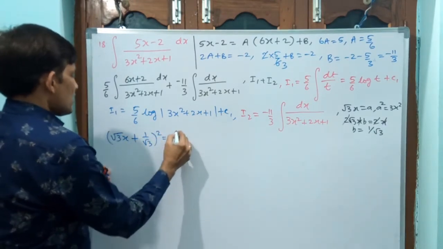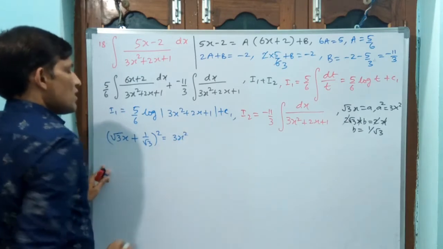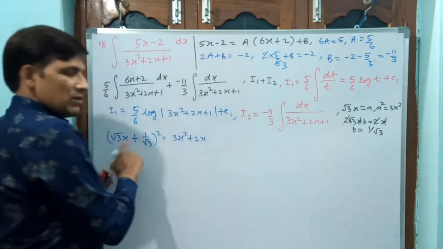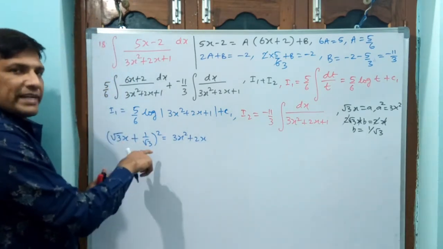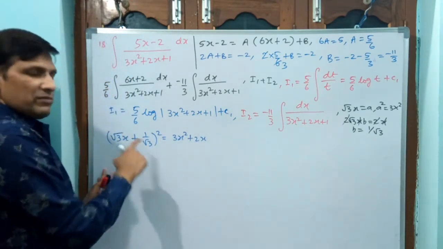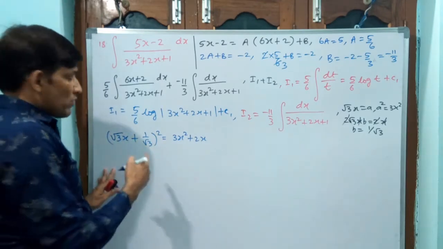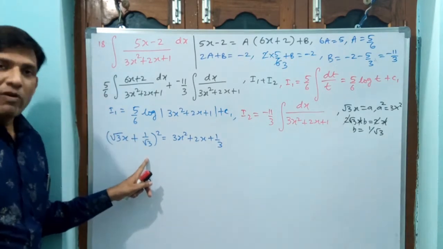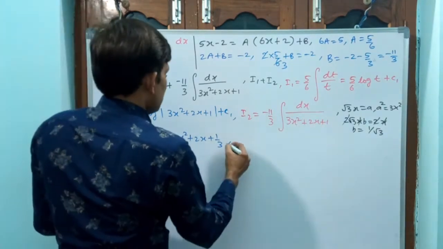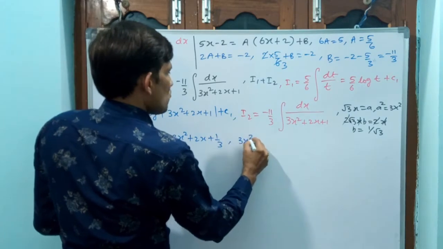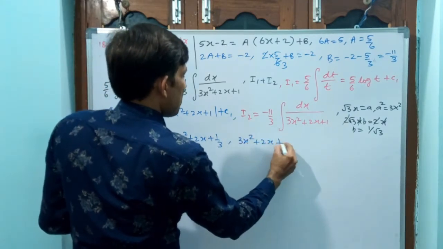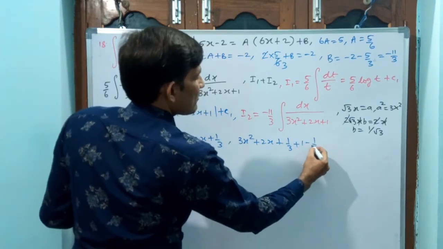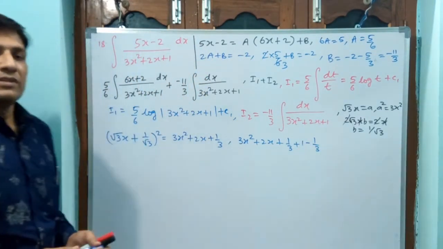If you write a square 3x square plus 2ab, even if you write, 2x only will come. Okay, we know root 3 and root 3 are going to get cancelled and 2x will come. But you see b square how much? 1 by 3. But what you require? You see here 3x square plus 2x plus 1 by 3 has come, but you require 1. That is why you are going to deduct 1 by 3. Is it okay now?